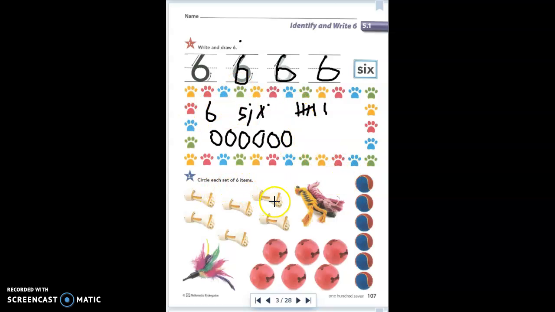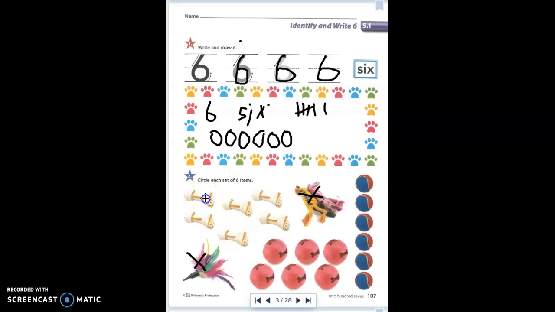Now I'm going to go down here and I'm going to circle the groups of 6. So I can easily eliminate this toy. I know there's only one of those, and I can look at this and I can tell you that there are 2 of those, so I'm going to eliminate that. The other things I can't quickly grasp, so I might need to count them. I know that 6 is represented by 2 groups of 3. My eyes are naturally trained to look for groups of 3, so this I can tell there's 3 here and 3 here, which makes 6.